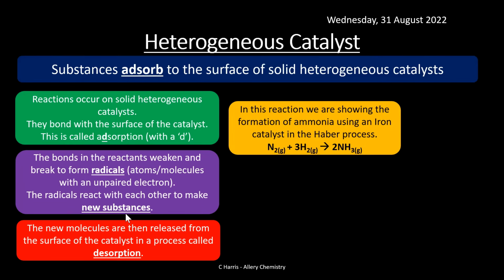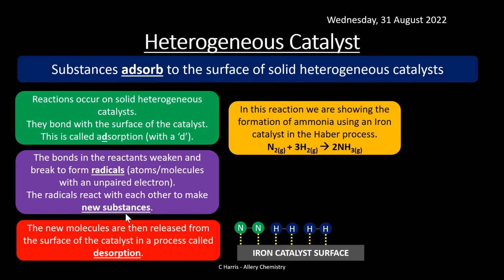So you need to know a particular reaction, which is the Haber process, and we're going to look at the formation of ammonia using an iron catalyst in the Haber process here. So here's our iron catalyst surface. Okay, so it's a heterogeneous catalyst, so it's metal, and we're going to add some of the molecules here. There they are. Okay, so they're going to add to this catalyst.